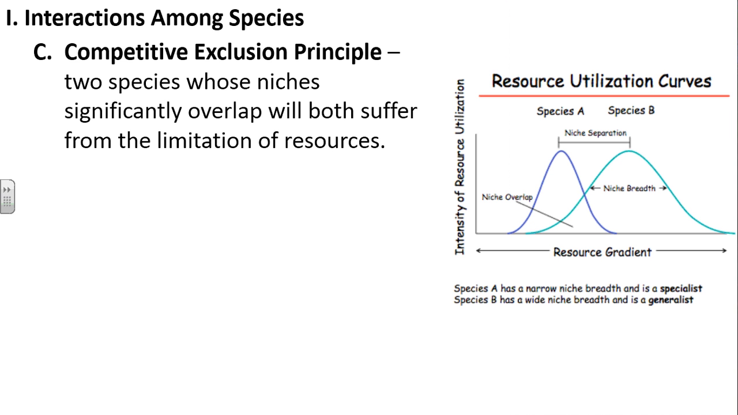Well, now let's focus on the competitive exclusion principle. We talked about two species competing, and if their niches overlap significantly, then they're going to suffer. They're going to lose access to a resource.